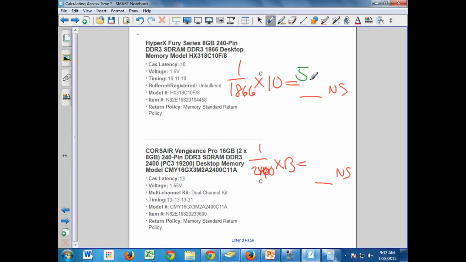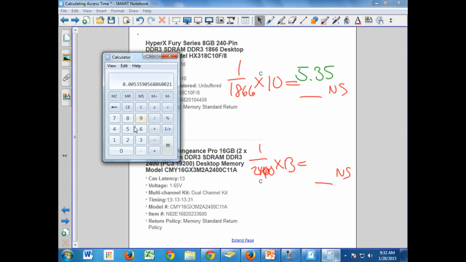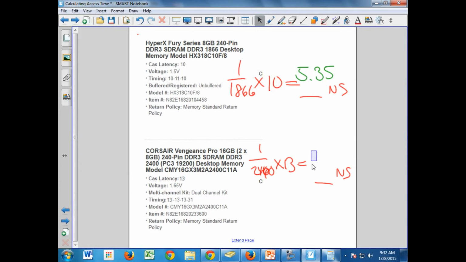Okay, so 5.35 is our nanoseconds figure. Okay, and then we'll go ahead and do the other one. 1 divided by 2400 times 13 equals 5.41. Which one's faster? This one's faster, okay? If it had been one CAS latency smaller, this one would be faster.